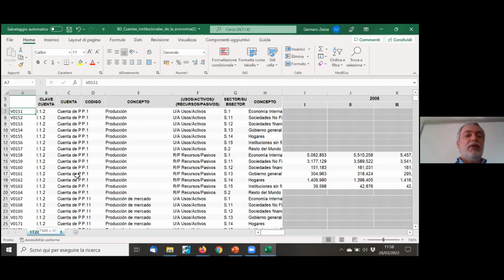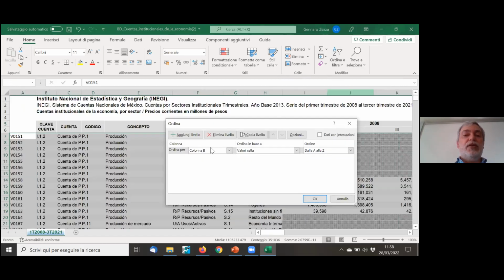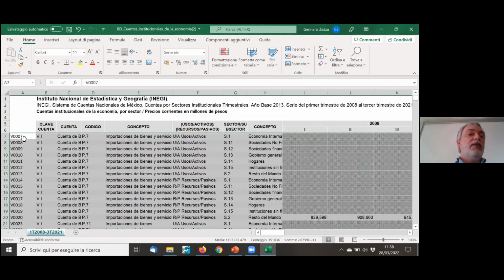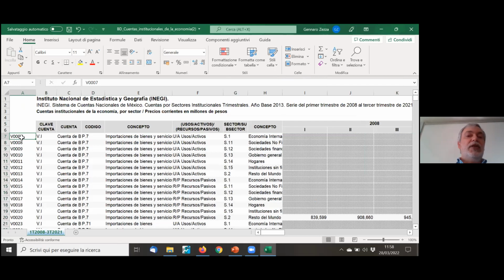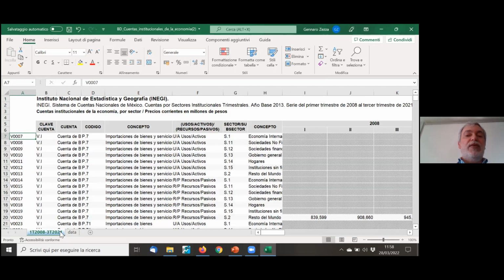Now I select all of my data again and I sort using the first column. And since my first column has been created to be sorted alphabetically, it will give me back this same sequence I had before. And finally, I can transpose this matrix into another sheet that we could call data, in which we have everything in columns.